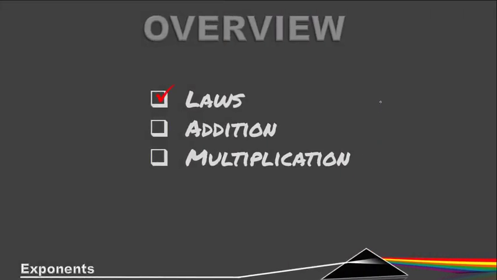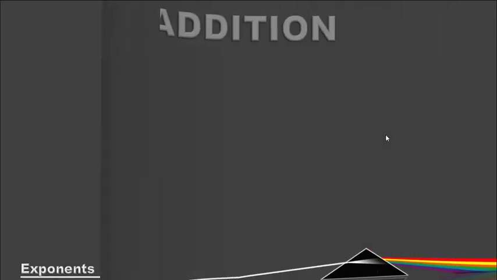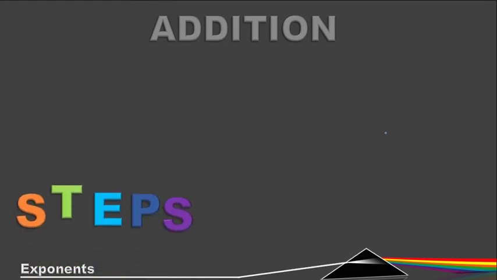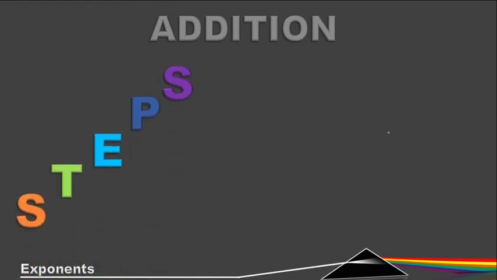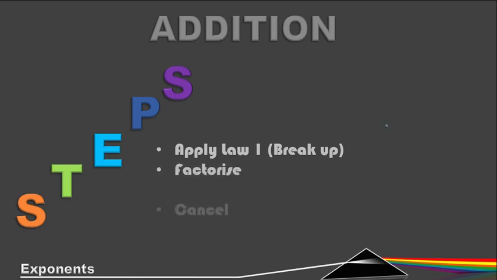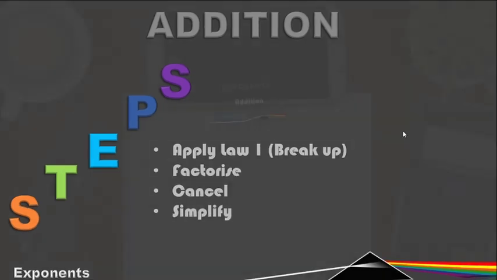So that was laws. Now we move on to the addition of exponents. First we're going to look at the steps. Most of these questions, 90% of them, follow these steps. The first step is to apply law 1, and that means you need to break up. We'll see what this means when we do the example. Next is to factorize, then you cancel, and then you simplify. So those 4 steps will guide you through these questions.